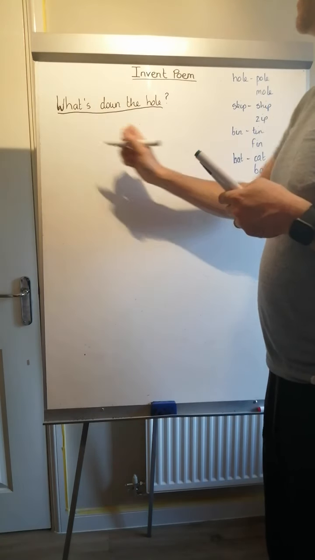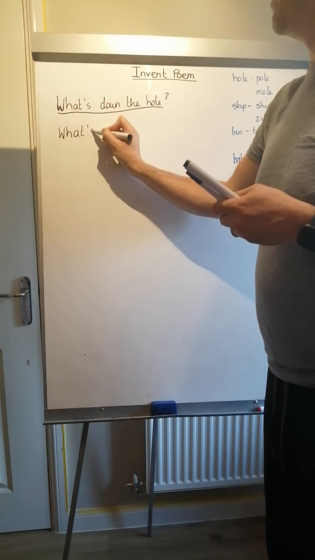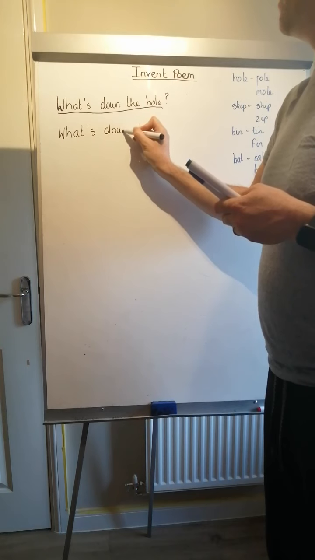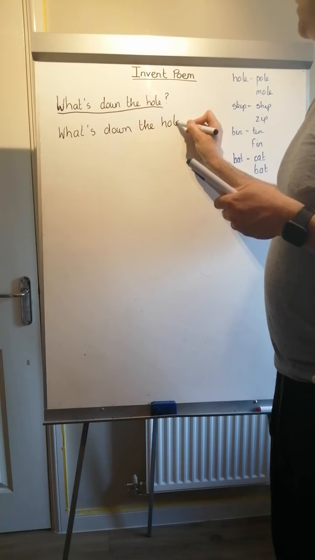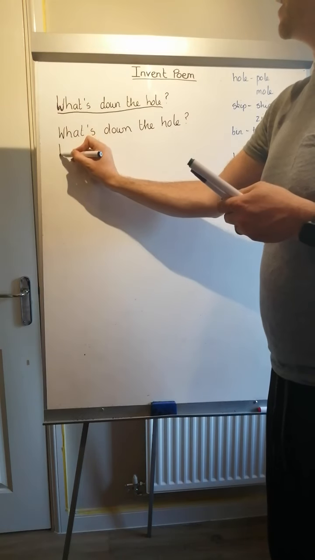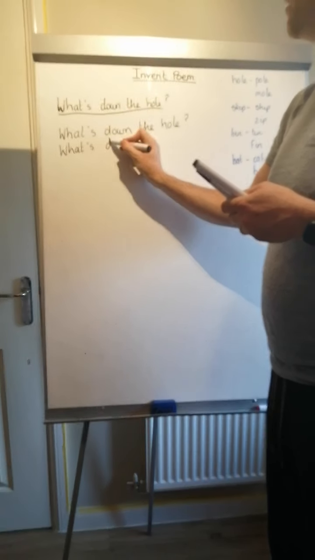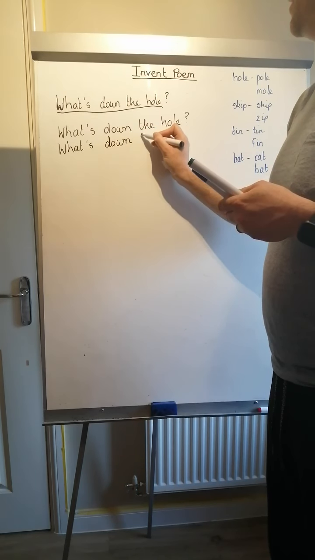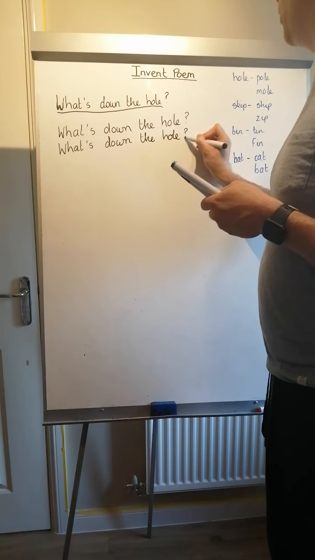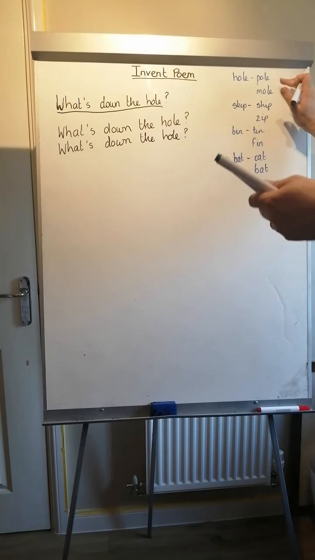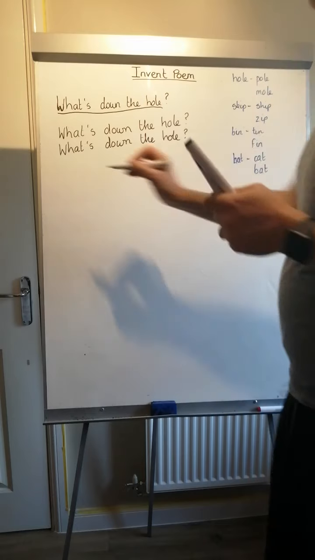So then we repeat it. What's down the whole? Still a question, and it's repeated again. So there's a lot of repetition in this, but that's why it's easy to learn. What's down the whole? This is where we get to say what we found. So I've got mole and pole. So let me see.